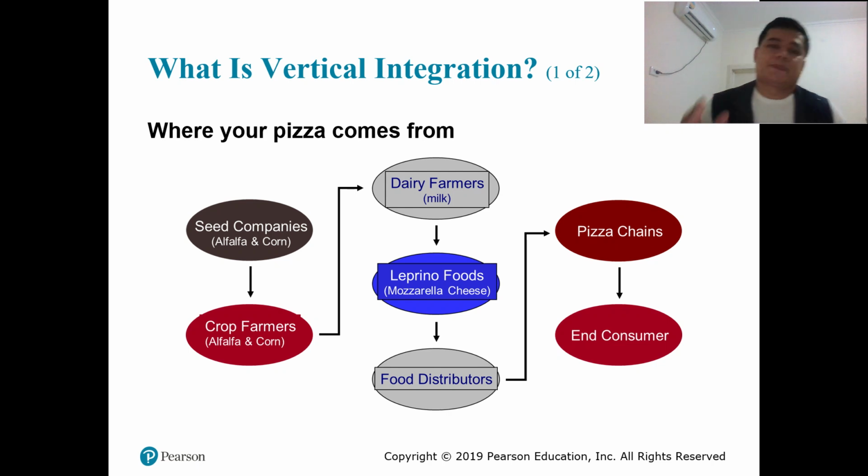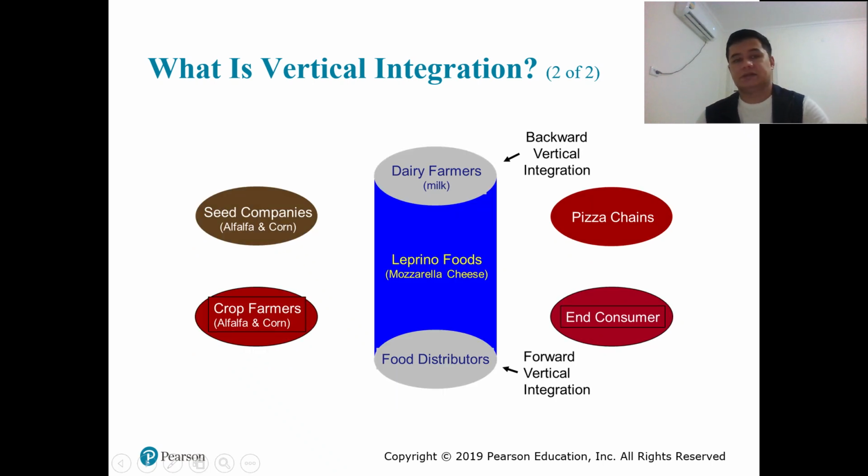As you can see, one firm or organization, the pizza chain, has a contract with other companies too. And that's called vertical integration. That's easy, right? That's very easy. And you have to know about backward vertical integration and forward vertical integration. In this example, backward vertical integration is the dairy farmers, and forward vertical integration is the food distributors.